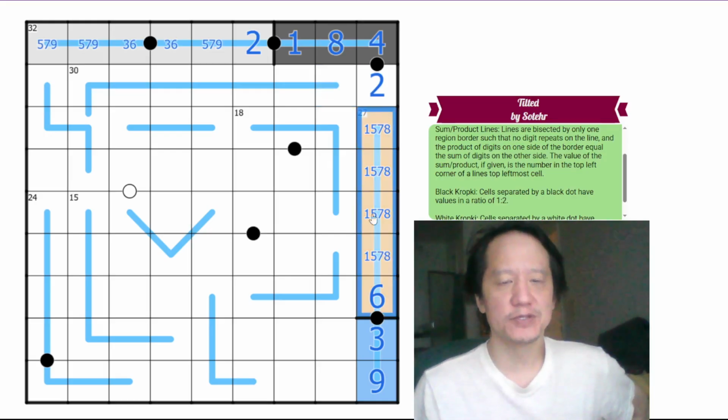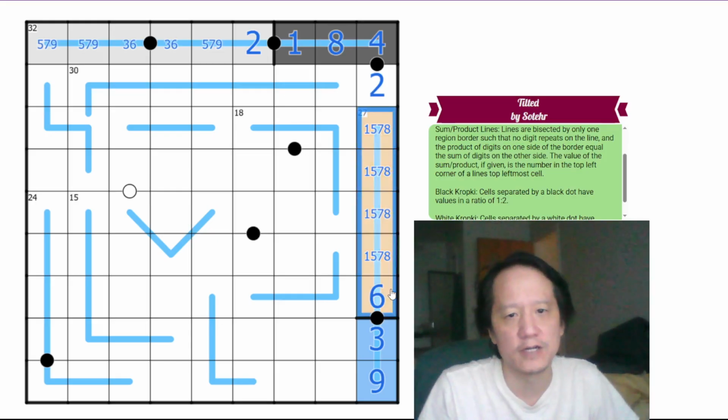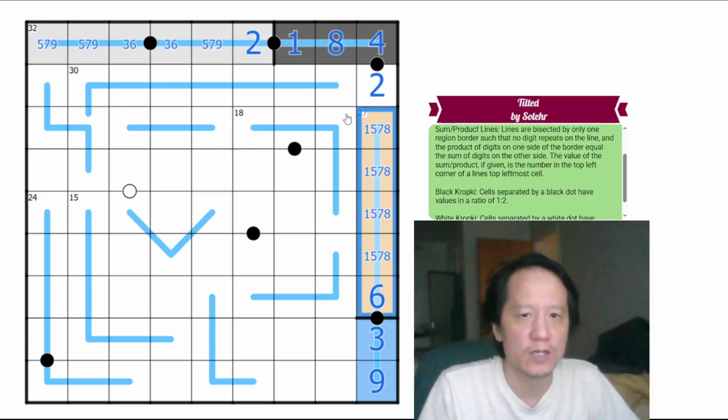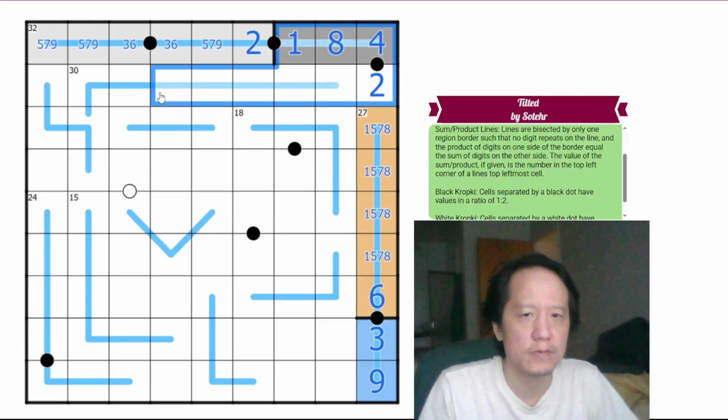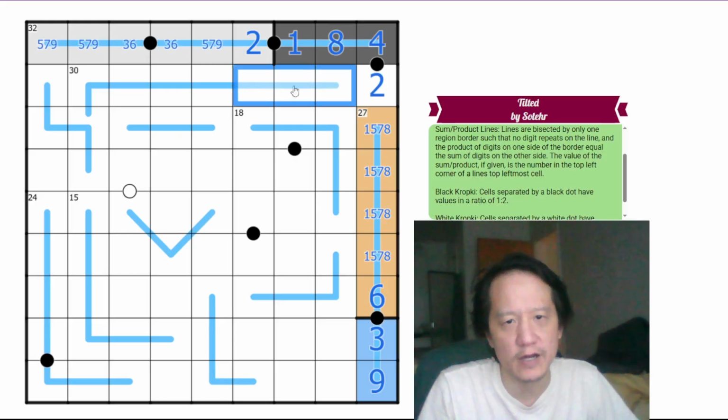This orange cannot be the same region as this dark, because we already have an 8 here and a 1, and this must contain 1 and 8 here. So this has to be a separate region. So this is correct then. This is going to be orange, and this is blue. This dark has to get out, and it cannot be part of the orange region, so it must be part of this line.